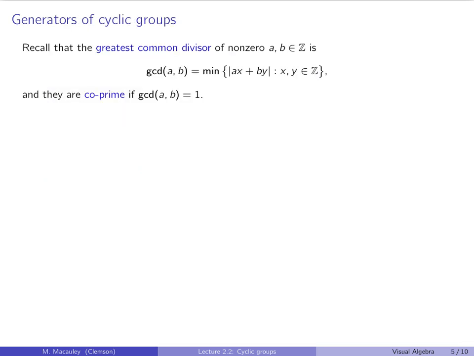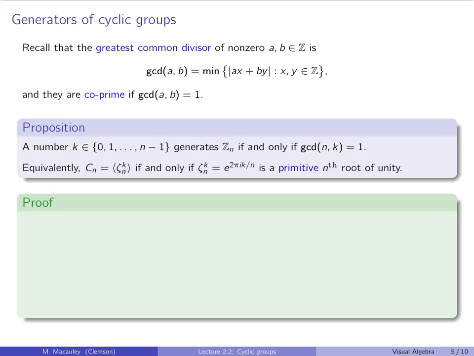I'm going to now answer a question that I posed a couple of slides ago. First, recall that the greatest common divisor of non-zero integers a and b, you probably know what this is, but let me formalize it. It's denoted the GCD of a and b, but it is the minimum that ax plus by can be, where x and y are all integers. This is a basic fact from number theory, but it can be taken as the definition. Moreover, a and b are co-prime or relatively prime if their GCD is 1. So this is equivalent to saying that we can write ax plus by equals 1 for some integers x and y.